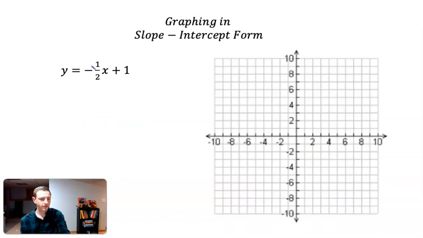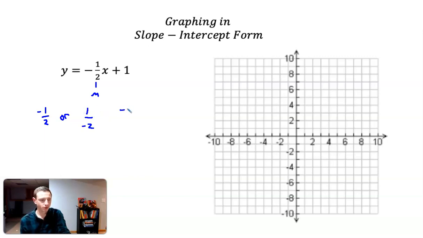Last scenario I have is negative 1/2 x plus 1. So negative 1/2 x. First of all, we have a fraction. And then second of all, we have this negative. I was already kind of talking about this. This is going to be our slope. This can either be negative 1 over 2 or 1 over negative 2. Either or, but one or the other. It can't be negative 1 over negative 2.